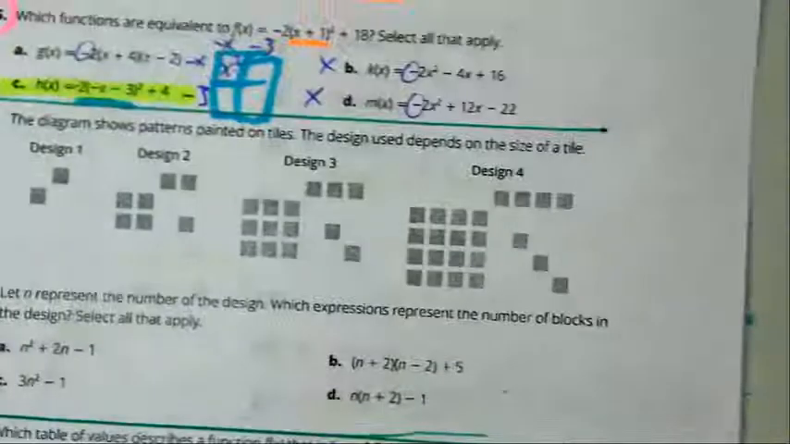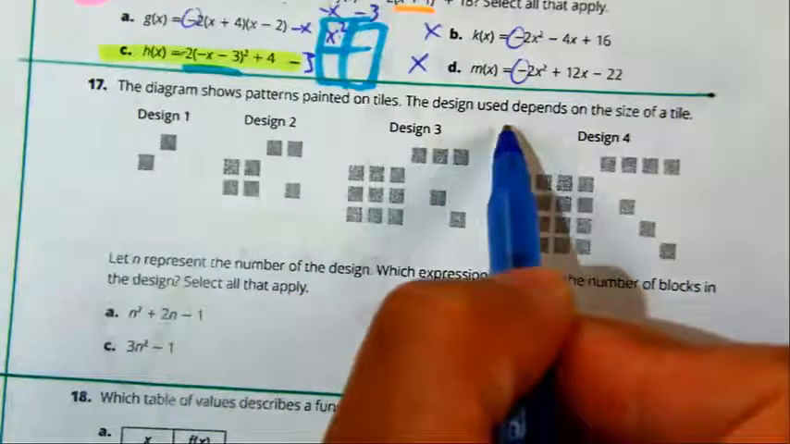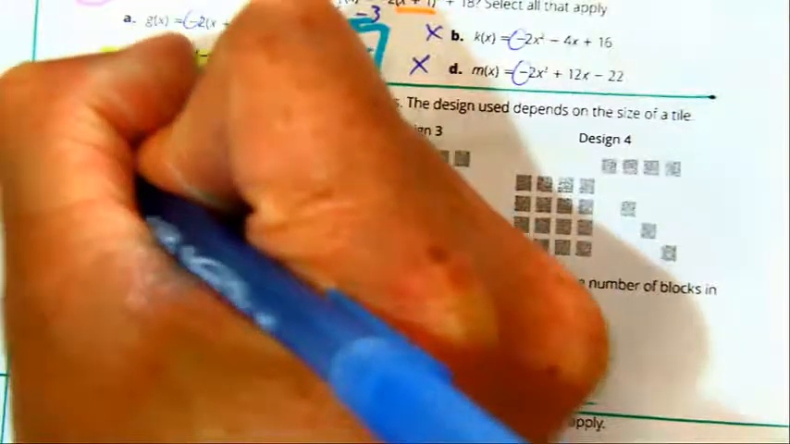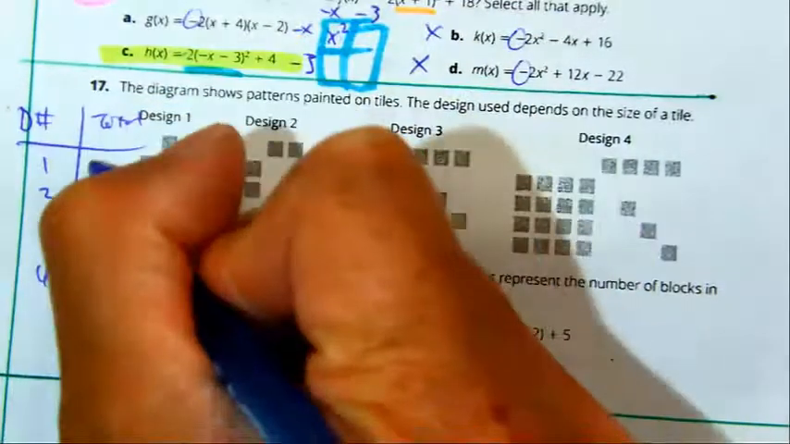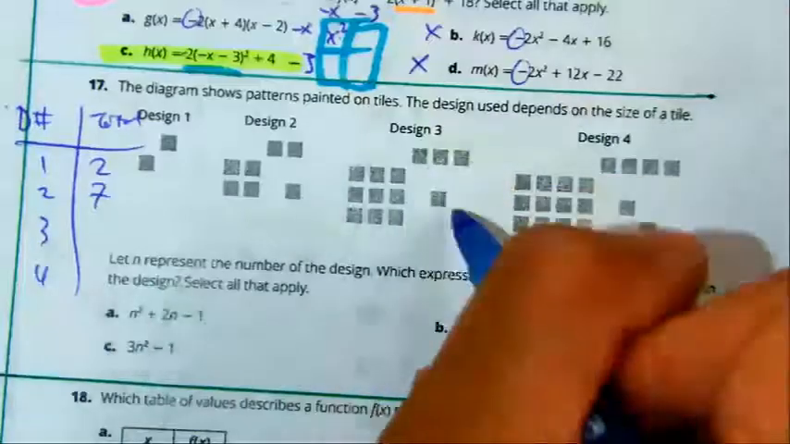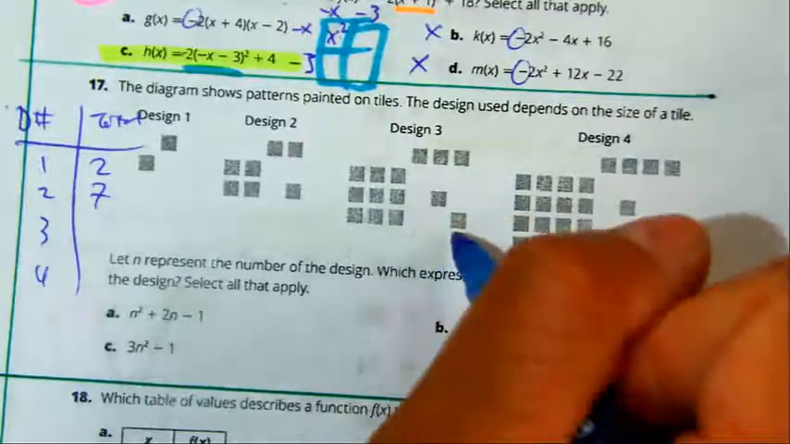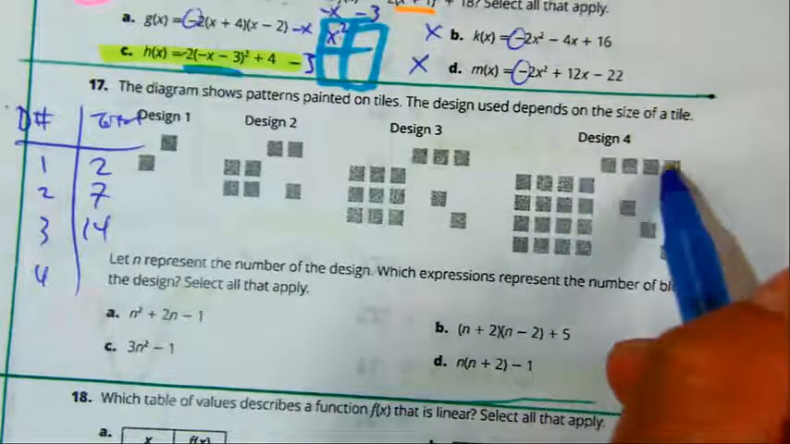The diagram shows patterns painted on tiles. The design used depends on the size of the tile. So again, I see a picture, so I'm going to make a table of values. So I got 2, 7, 9, 9 plus 2 is 11, 11 plus 2 is 14, and then I got 4 times 4, which is 16, 20, and then 23.